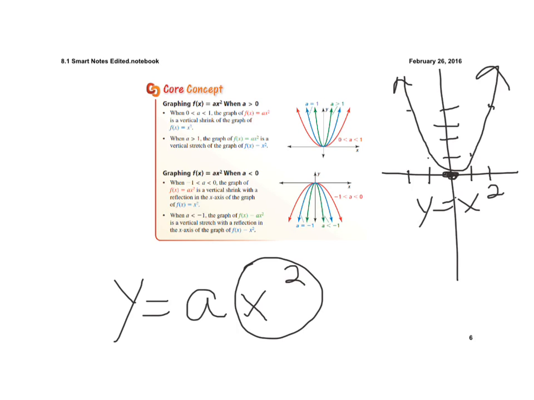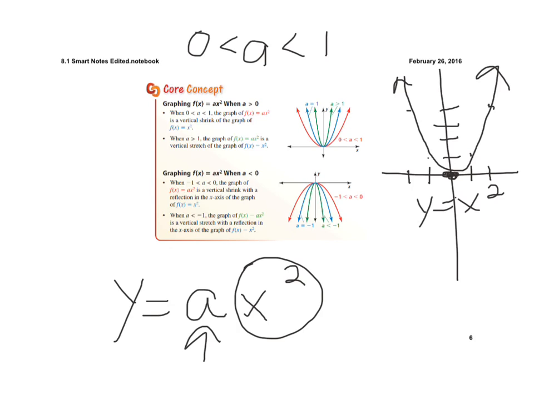Well, if we're going to multiply the x squared times a number out in front, let's see what happens to it. And so it says if a is less than 1, meaning if the value of a is less than 1 but greater than 0, so that would be a fraction or a decimal, it looks like it's going to be wider. It's going to make the graph wider than the parent graph. And if that a is greater than 1, then it's going to make it narrower. So the green is the narrower graph.